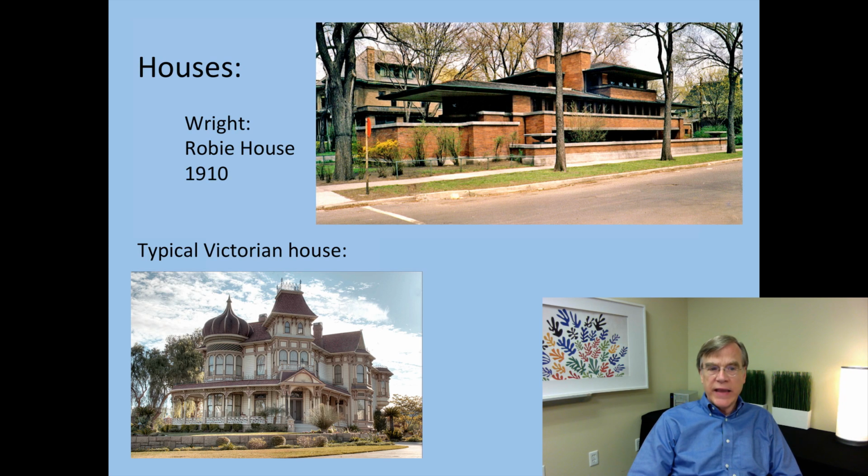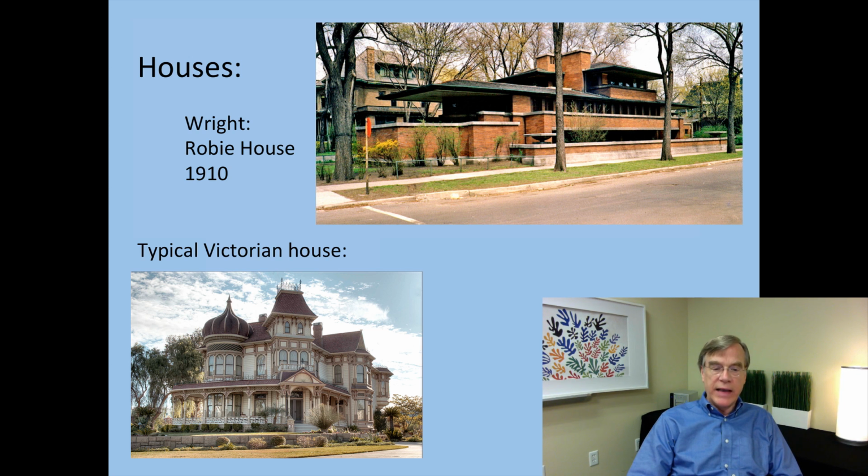The first house I want to look at is Wright's Roby House, built in Chicago, 1910. It's a perfect example of his so-called prairie style from his early years. Very strong horizontal lines. There's free-flowing spaces from one room to the next. It's really quite striking, and very unlike the houses that preceded it.